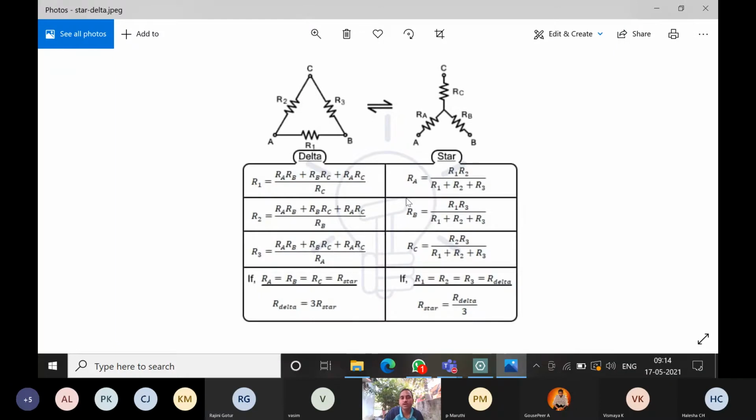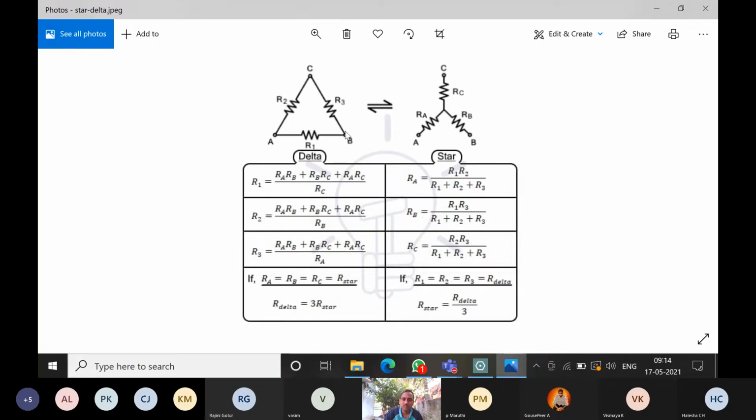So now if you want from delta to star, so RA is equal to what? I want RA. So RA is equal to R1 R2 divided by R1 plus R2 plus R3. Suppose RA is connected here, so what are the resistances connected here? R2 and R1 are connected, right? R1 R2 divided by the sum of all the resistances, R1 plus R2 plus R3.